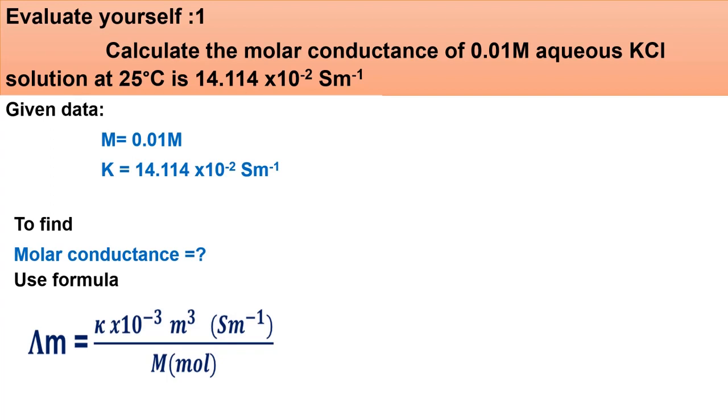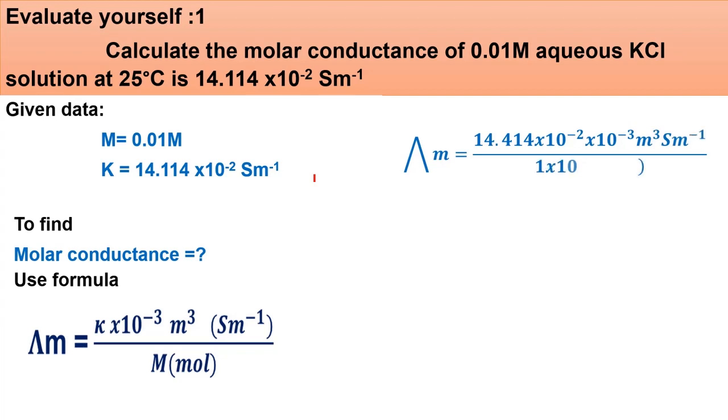Substituting the value, lambda m is equal to 14.414 into 10 raised to minus 2. It is a value given, and the 10 power minus 3 is the conversion of kappa to meter cube. Then the unit of kappa upon the molarity: 1 into 10 raised to minus 2 and molar. By solving, you get lambda m is equal to 14.414 into 10 minus 3. So the 10 minus 2 cancels, and only 10 minus 3 remains. So your answer is 14.414 into 10 raised to minus 3.